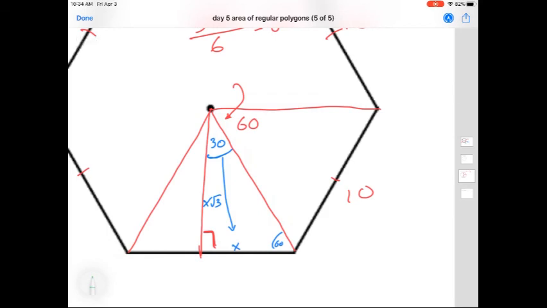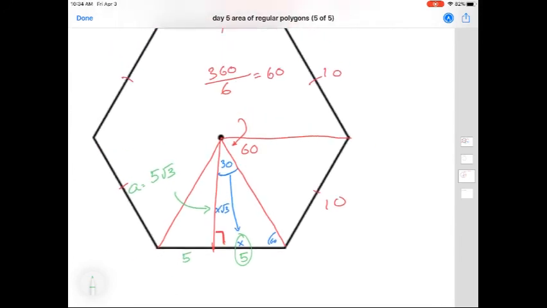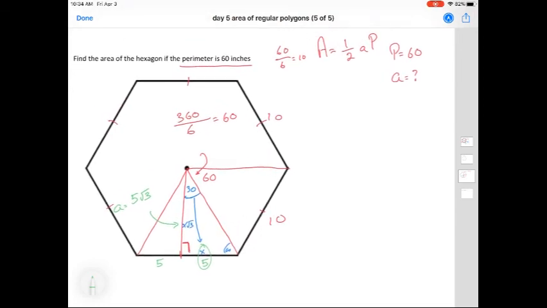So let's go back to the side. The side measures 10. And if we bisect it, that means each one of these is 5 and 5, which is good because I have information for this side, which is telling me that my apothem is actually 5 square roots of 3. And really, I have everything that I need to finish finding the area of my regular polygon.